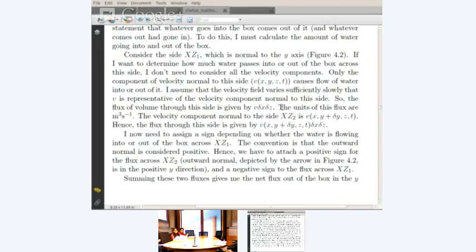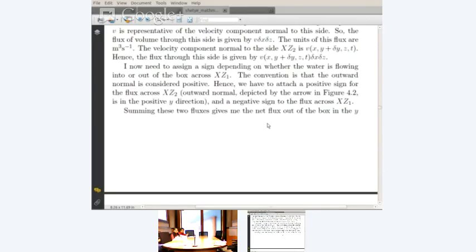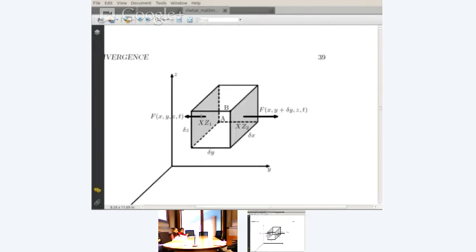If my v changes from one point on this side to another, then I can't really talk in terms of a representative v. But I have defined my box carefully. I have defined my parcel to be small enough for a v to be defined. I have taken that care. Now, if v is the velocity component in this direction, if v of x, y, z, t defines the velocity representative of this face, then the volume flux through this face, xz1, will be v into delta x into delta z.